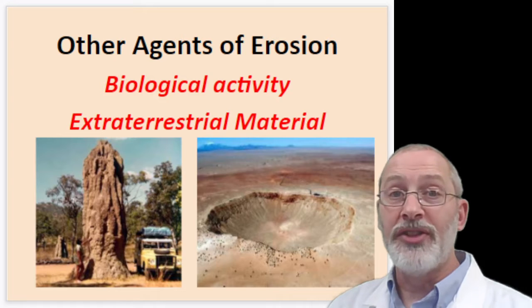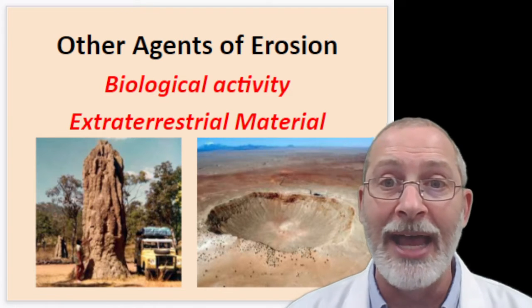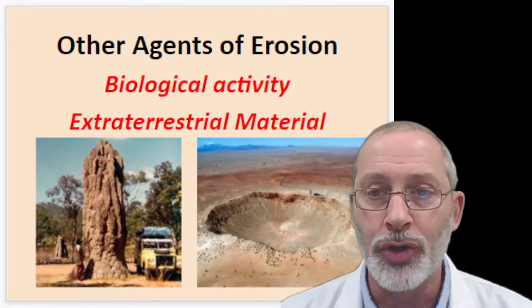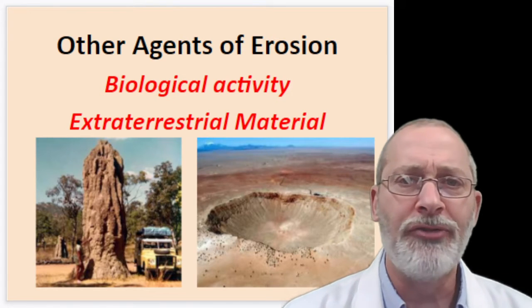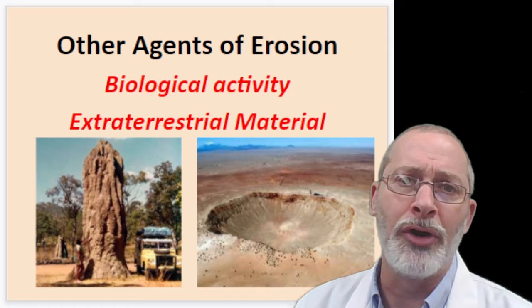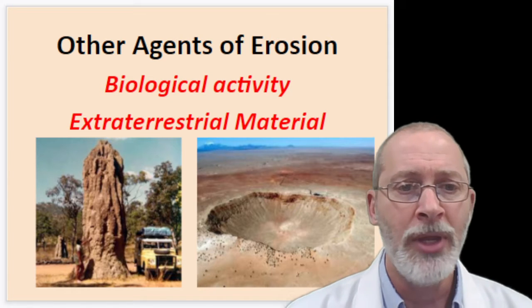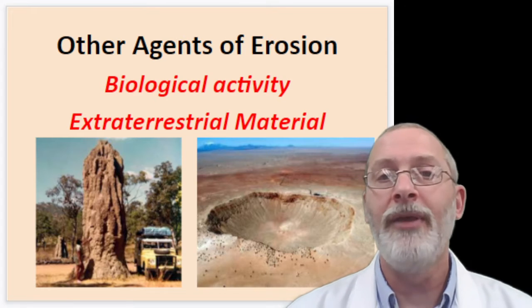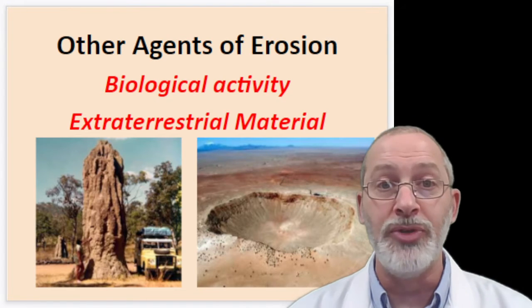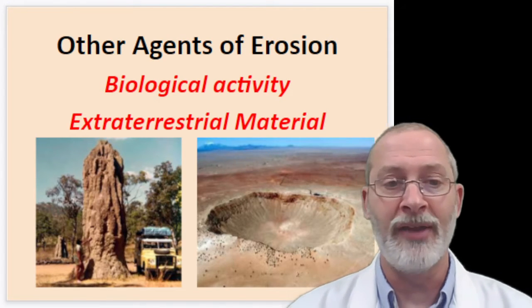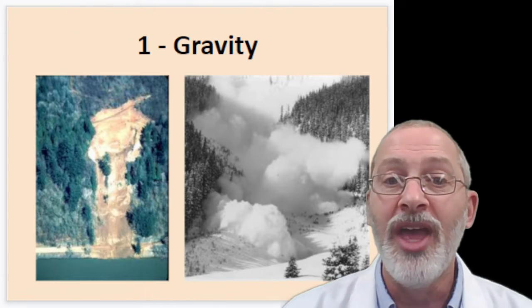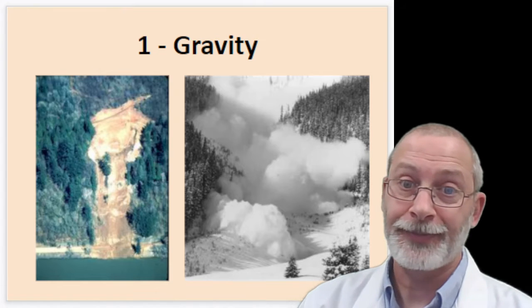So in addition to the 5 major ones, we can add these 2 others, biological and extraterrestrial. But by and large, for the vast majority of Earth's geologic history, those 5 agents of erosion are things that we visibly can observe within the course of a human lifetime. All right, so let's start unpacking them now, beginning with gravity.